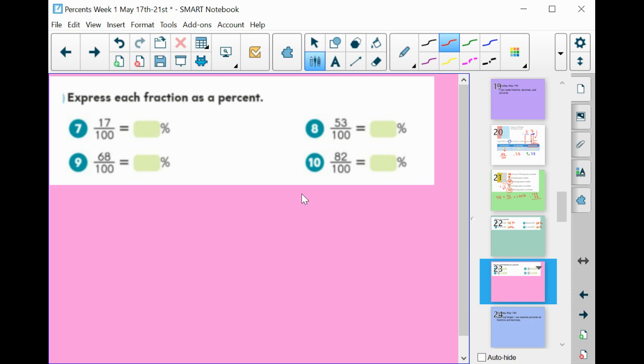Okay, we're going to do one more. Now this is backwards, and the nice thing about it is, do you notice that all these denominators are 100, 100, 100, 100? Yep, so all you have to do is translate your numerator into a percent. So 17 out of 100, or 17 hundredths, is 17%.